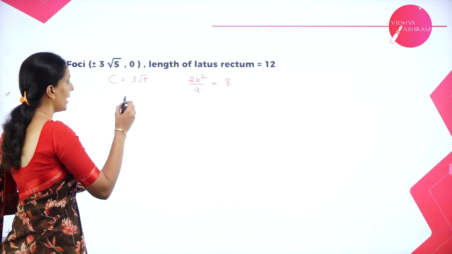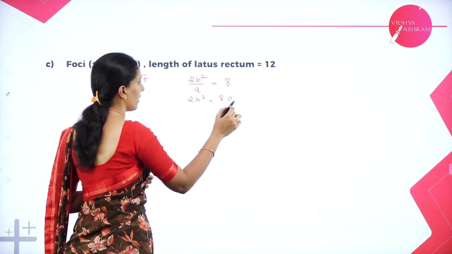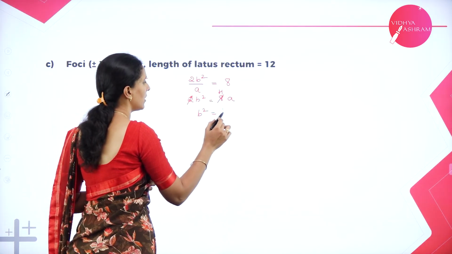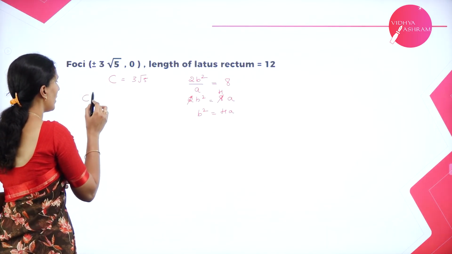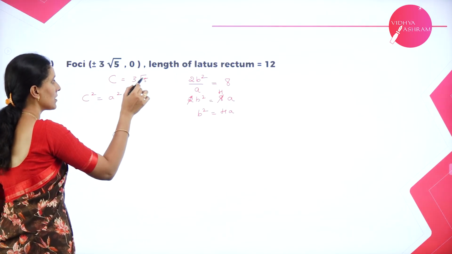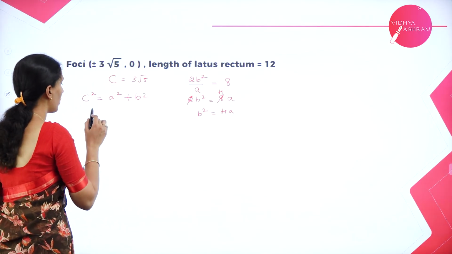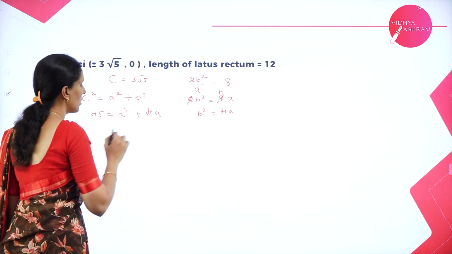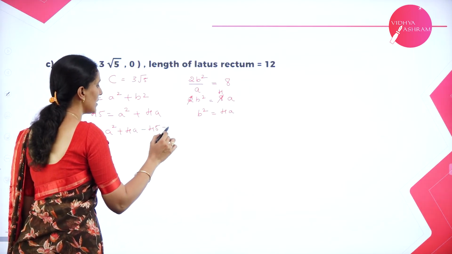So now if it is 8, what can I conclude here? 2b square is equal to 8a, or when you cancel it, it is 4. So therefore I get b square is equal to 4a. Now we have a relation that c square is equal to a square plus b square. So when you square this, that is 3 root 5 whole square, it is 3 square into root 5 square, which is 9 into 5, 45. So 45 is equal to a square plus 4a. So I'll get a square plus 4a minus 45 is equal to 0.